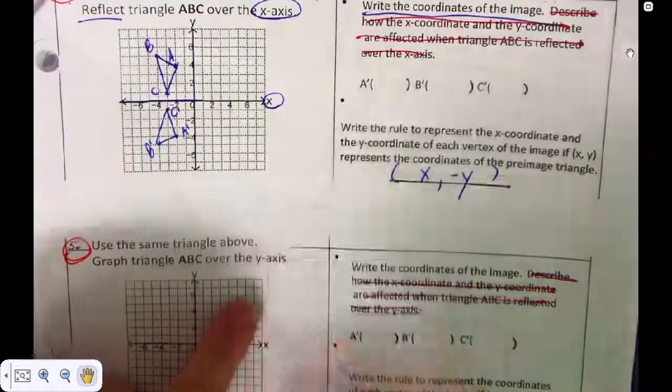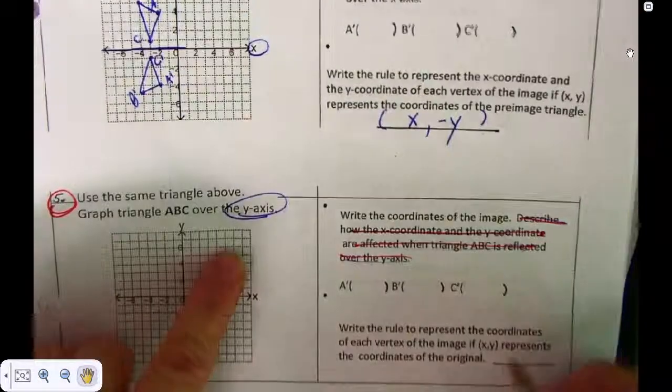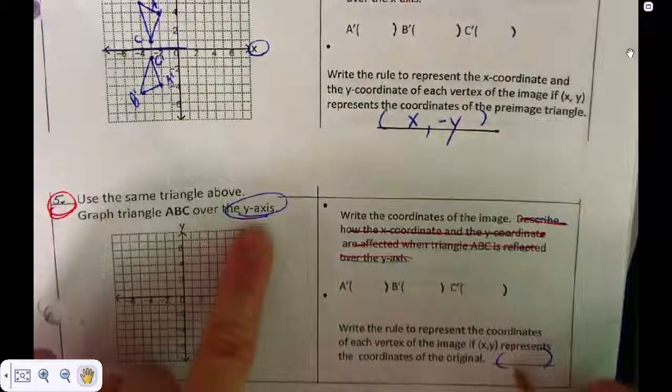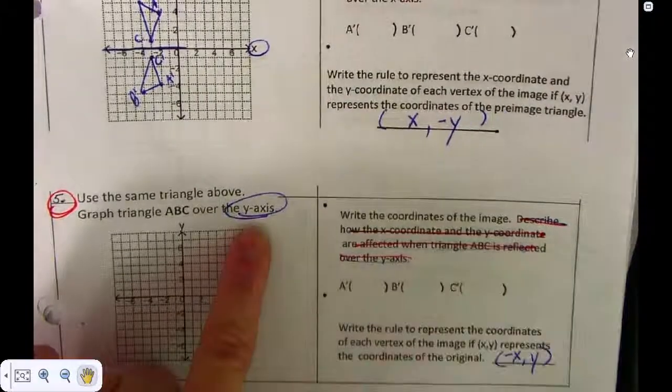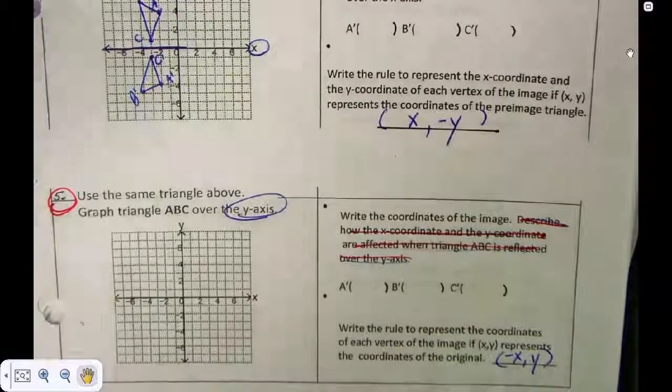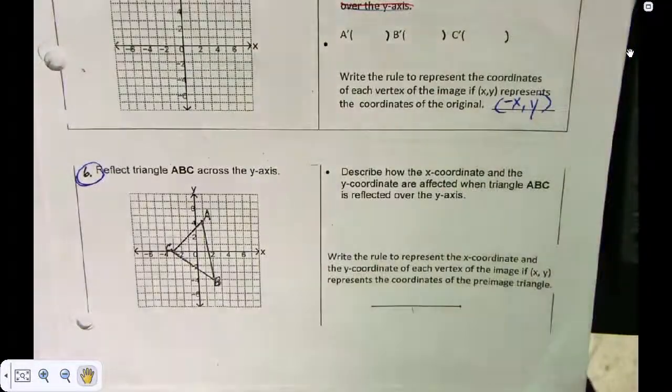Okay? So if I go over the y-axis, what is my rule going to be? -X and then Y. Boy, some of you made up some crazy rule-looking stuff. I've never seen such. If you're going over the y, y stays the same, x is the opposite. That's all you had to write.